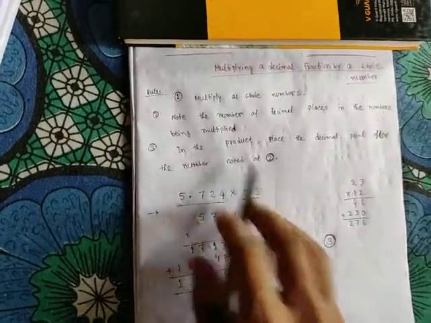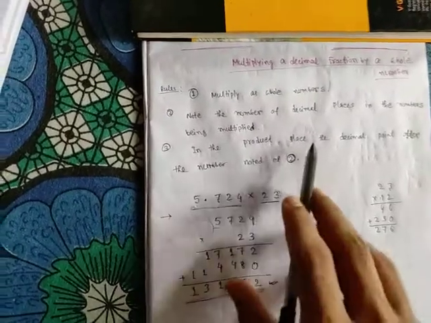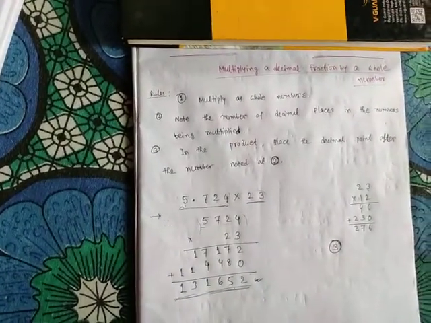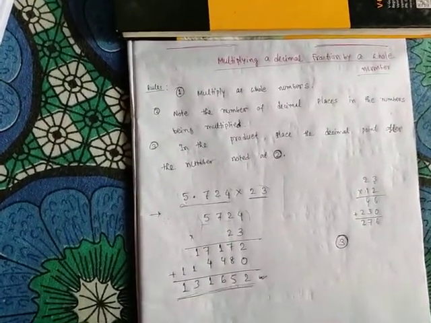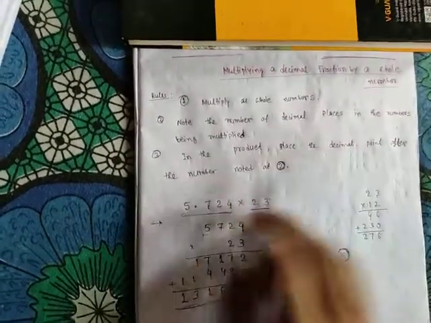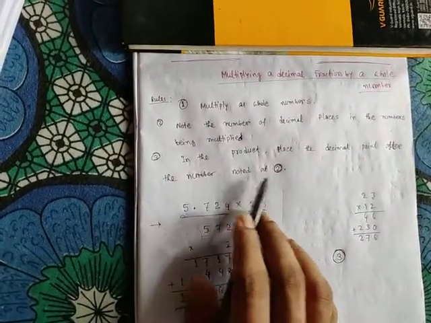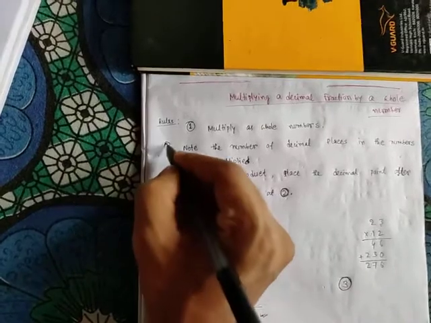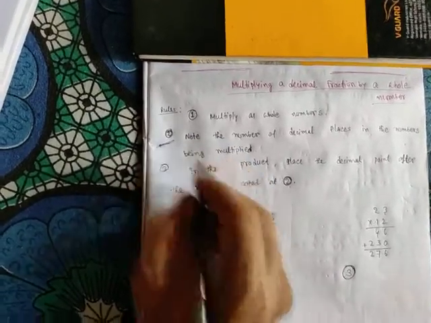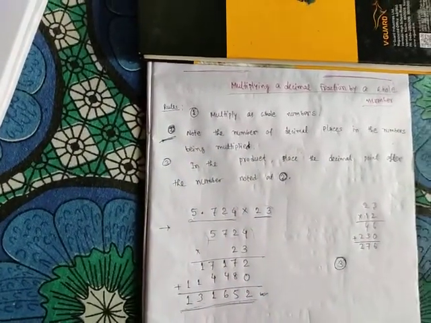In the product, you now have to place the decimal point. Where? After the number noted at 2. Noted at 2 means this point, the second point.